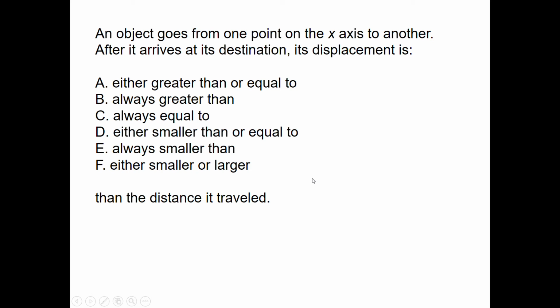All right, let's try to contrast these. An object moves from one point on the x-axis to another. After it arrives at its destination, how is the displacement related to the distance traveled? So we get a lot of choices here. Greater than or equal to, always greater than, always equal to, smaller than or equal to, so on. So think about how you would answer that. The displacement is the one where we just subtract the initial from the final position. And the distance traveled is where we add all distance moved up positively.